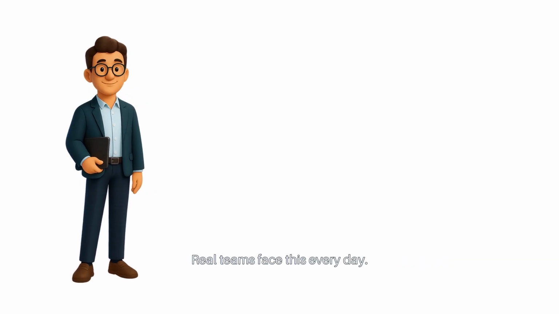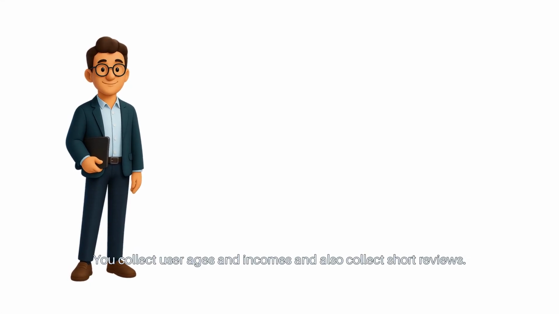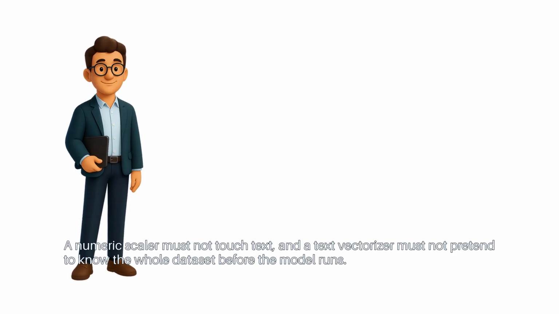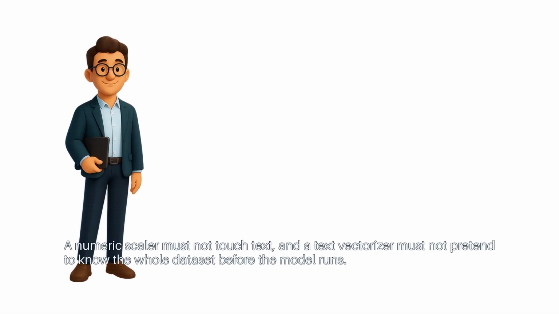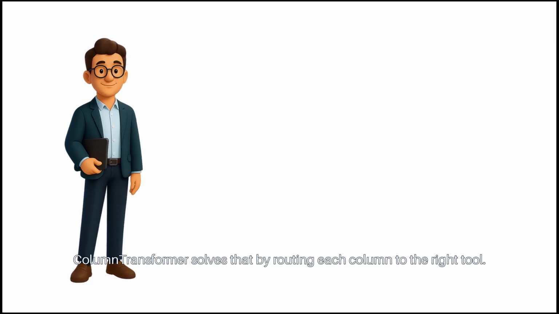Real teams face this every day. You collect user ages and incomes, and also collect short reviews. Those are very different signals. A numeric scaler must not touch text, and a text vectorizer must not pretend to know the whole dataset before the model runs. ColumnTransformer solves that by routing each column to the right tool.